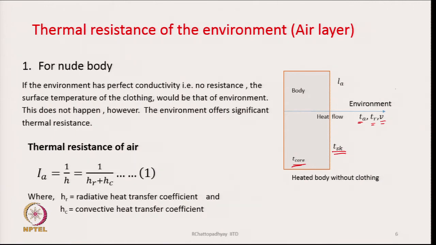So, thermal resistance of air, which is I A, is 1 upon H, where H is H R plus H C. What is H R? Radiative heat transfer coefficient, and H C is convective heat transfer coefficient. Sum of these two, H R and H C. So, I A is insulation, the reciprocal of conductivity. So, I A is 1 upon H, and H in turn is basically H R plus H C, where they are the heat transfer coefficients, radiative and convective.